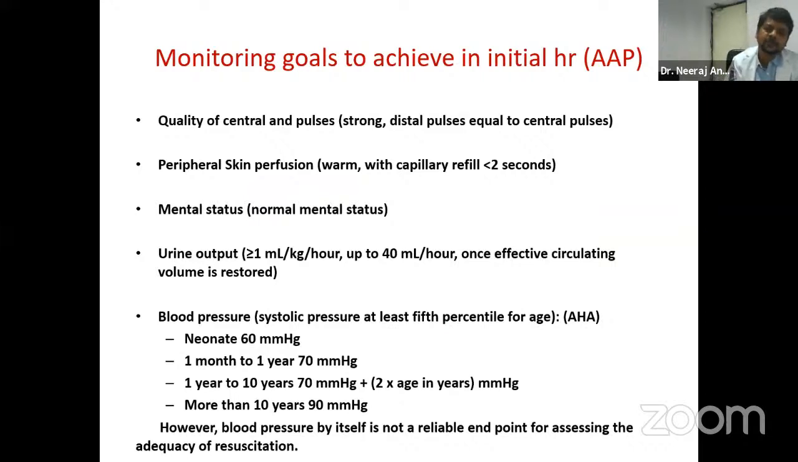Monitoring. So how do we know that we have achieved the goal? We have to look for quality of central and peripheral pulses. Central as well as peripheral pulses both should be strong. Distal pulses should be equal to the central pulses. We have to look for peripheral skin perfusion. The periphery should be warm. The capillary refill time should be less than 2 seconds. We have to look for mental status. The patient should have normal mental status. Urine output should be more than 1 ml per kg per hour. The patient's blood pressure should be above the 5th percentile.